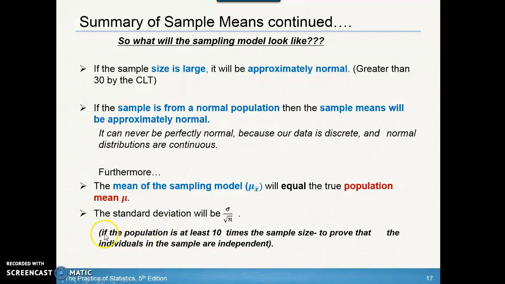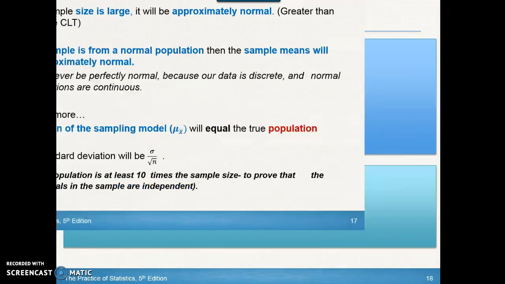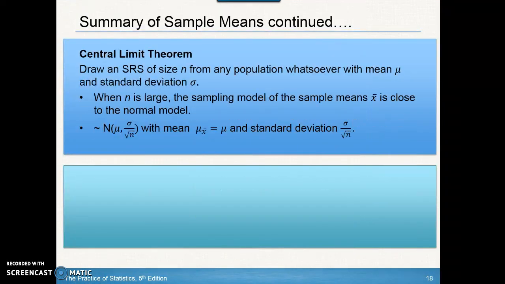Okay? Now, just remember, when you do the standard deviation, the population has to be 10 times the sample size in order to prove independence. But you're going to prove all your conditions before you even go through and do the question, so it won't be a problem. Okay, so we're going to continue with our summary.